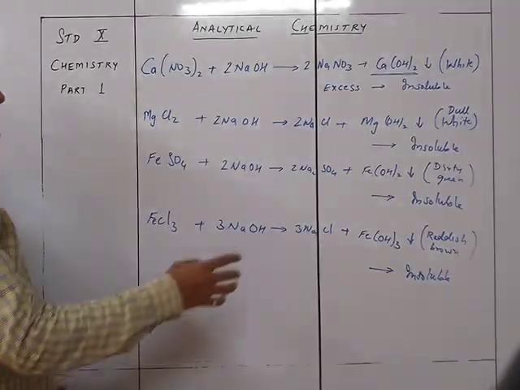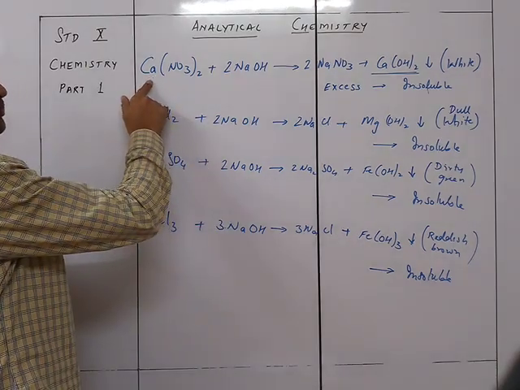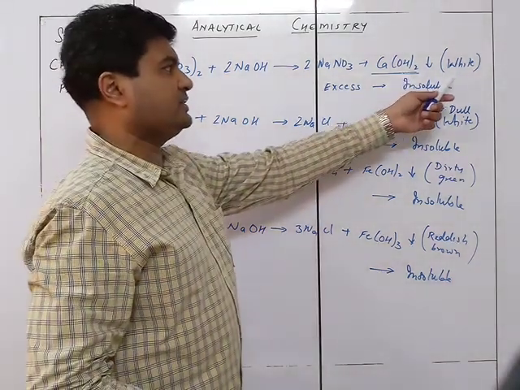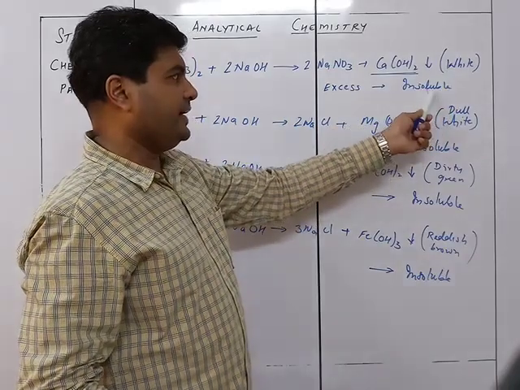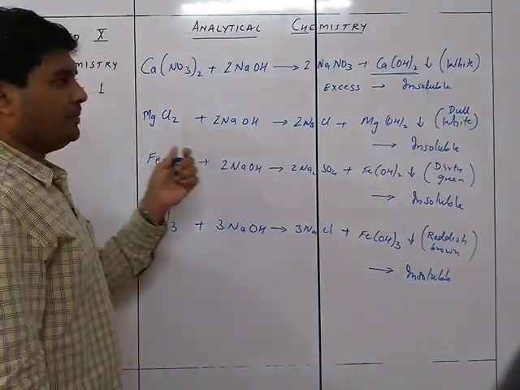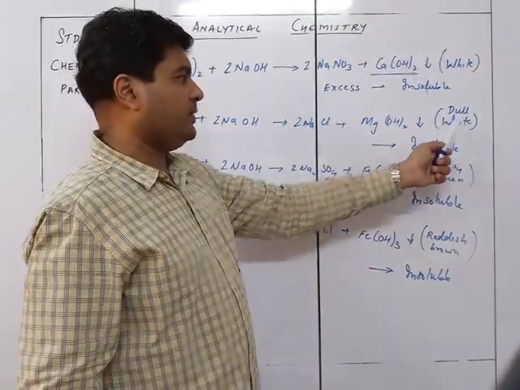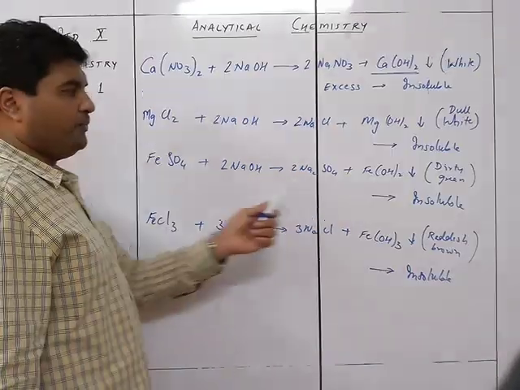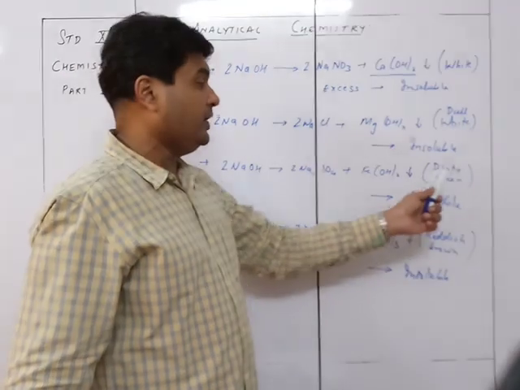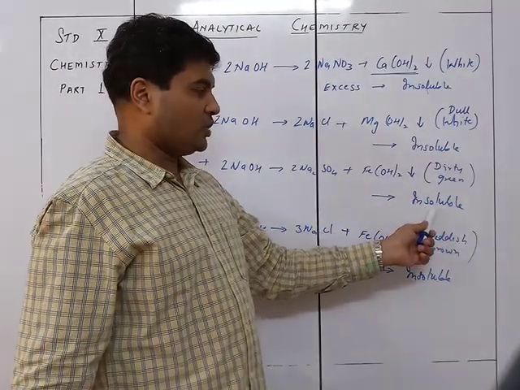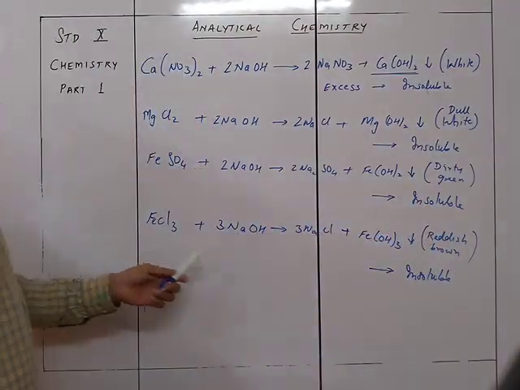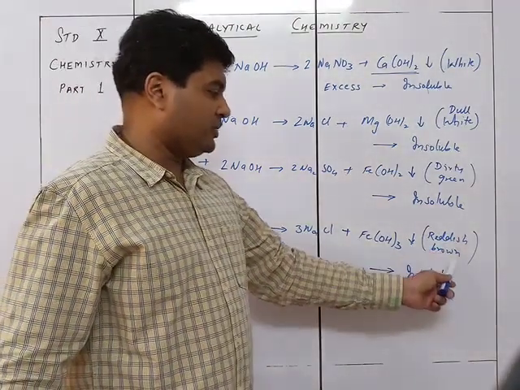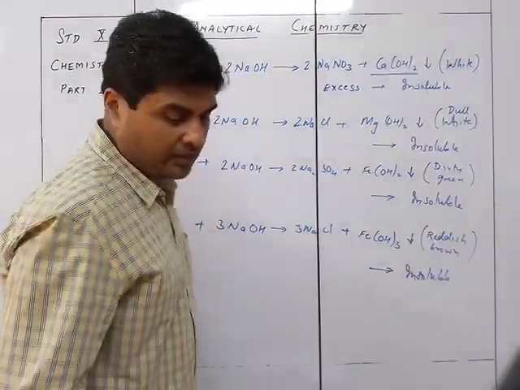So I will just repeat this one again. Calcium is going to give me calcium hydroxide, which is a white colored precipitate, which is again insoluble in excess. Magnesium again gives me dull white colored precipitate, again insoluble in excess. Ferrous, FeSO4, will give ferrous hydroxide, which is dirty green and insoluble in excess. And ferric is going to give me ferric hydroxide, which is reddish brown in color and insoluble.